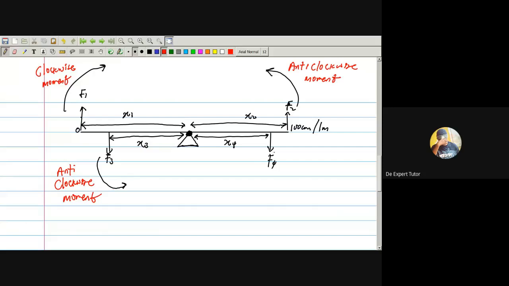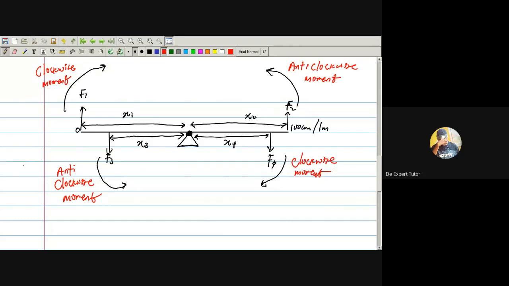And assuming you are dragging this now, what type of moment is this? Someone should tell us again. Look at this F4. What type of moment is this? Clockwise, thank you. Yes, clockwise moment. So I have clockwise moments here.